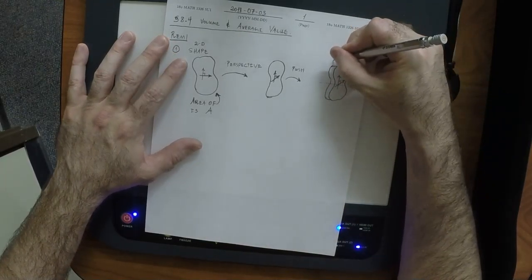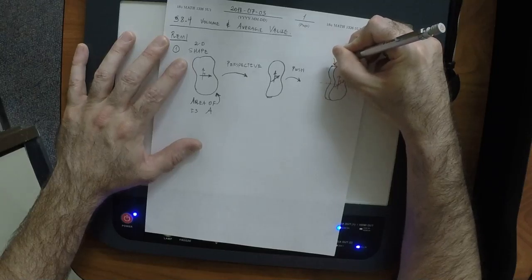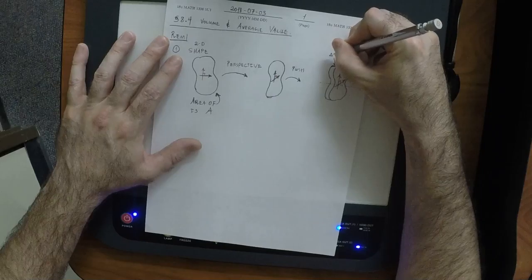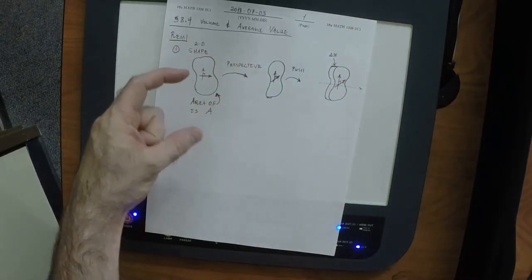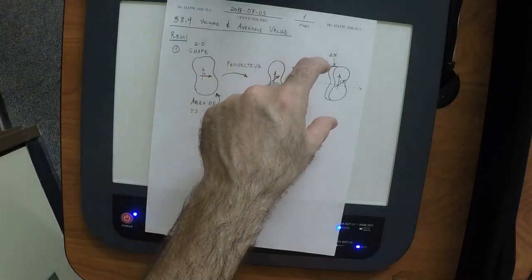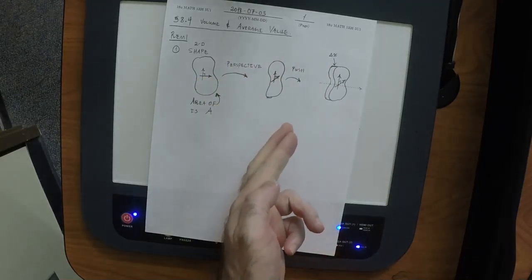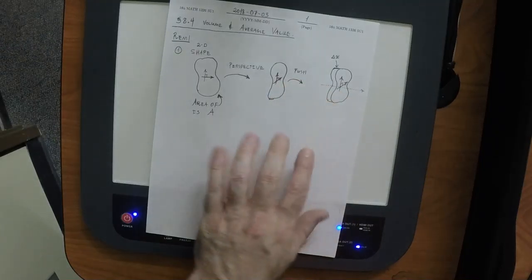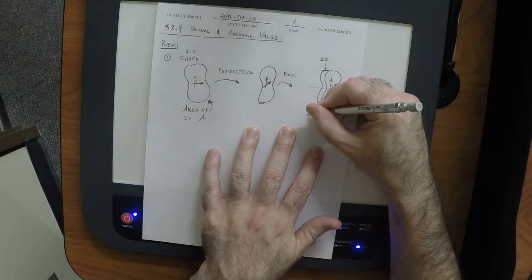What I want you to consider is, what if that distance right there is delta x? That is to say, we took that shape of area A and then moved it to the side a length of delta x. Then this object has a volume. What's the volume of this object?